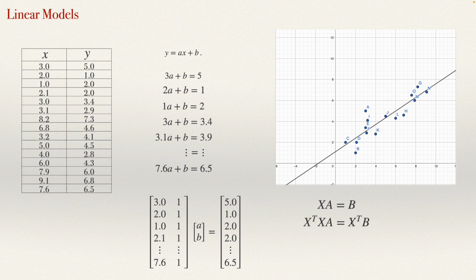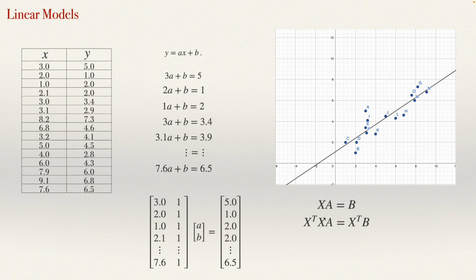And x transpose will be a matrix of 2 by n, and this will be a matrix of n by 1. Remember that b is a vector of n rows, 1 column. So this is an equation that could have a solution, and actually has a solution in many cases. Anytime that x transpose multiplied by x has an inverse, then we can find a solution. And that's what we are going to do.